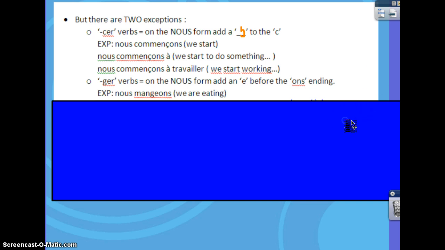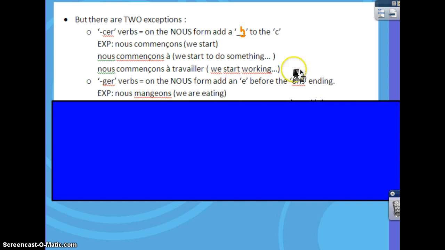GER verbs also have a slight exception, and that is that in the nous form only, you actually don't drop both the E and the R. You actually just drop the R, and you have to leave that E in there. So if you want to say something like we are eating, I went ahead and let you make the mistake earlier in the year, but from here on out, so that you're not pronouncing it wrong and saying je mange, tu manges, il mange in French, so that this is not "mangons" with a hard G sound, they actually leave the E in there, and that makes it nous mangeons.